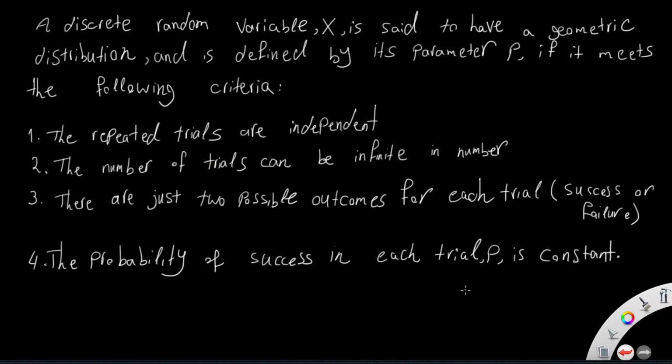A discrete random variable X is said to have a geometric distribution, defined by its parameter p, if it meets the following criteria. First, the repeated trials are independent. Second, the number of trials can be infinite. Third, there are just two possible outcomes for each trial: success, denoted by p, or failure, denoted by q. Fourth, the probability of success in each trial, denoted by p, is constant.